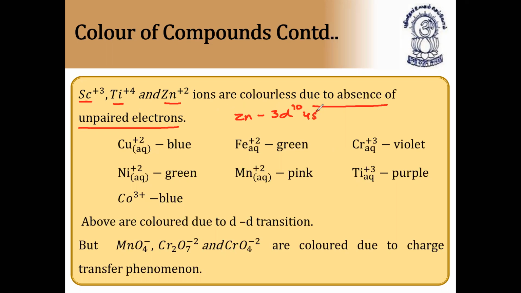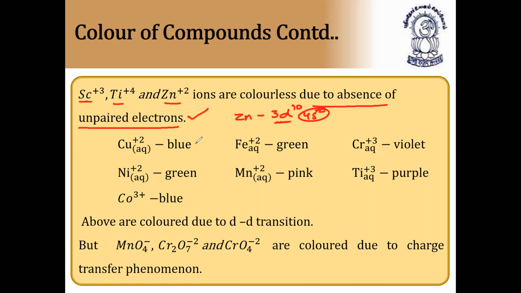3d10 4s2. After removing these electrons, it becomes 3d10. Means no unpaired electrons. All are paired. As all the electrons are paired, they do not exhibit color. So scandium +3, titanium +4, and zinc +2 ions are colorless due to absence of unpaired electrons.